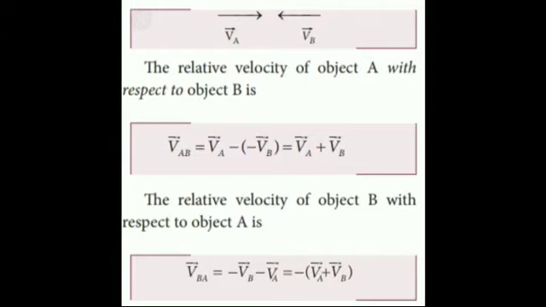Here beta is the angle between vector VAB and VB. That's all. When theta is equal to 0 degree, same direction, parallel straight lines. When theta is equal to 180 degree, parallel straight lines in opposite direction. If theta is equal to 90 degree, the two bodies are moving at right angles to each other.